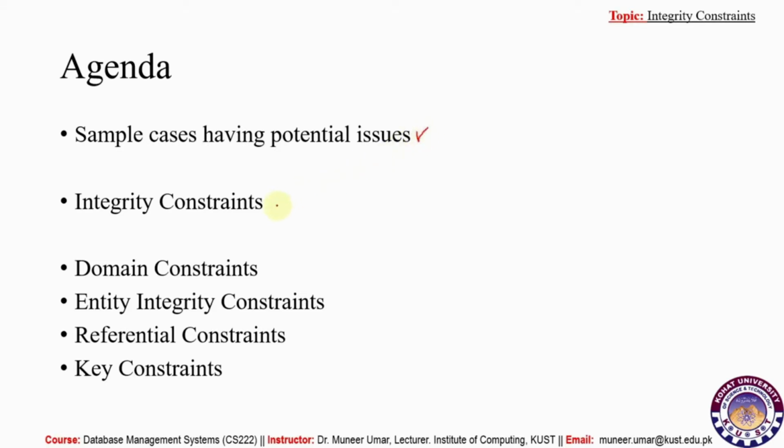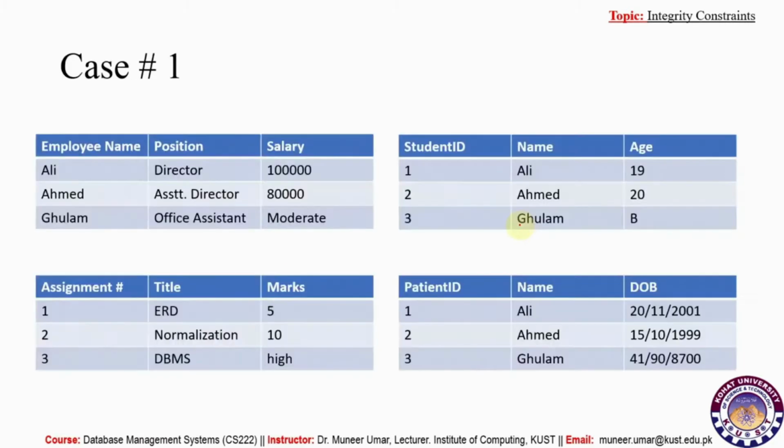Then we will define the integrity constraints, and after that we will look into the types of integrity constraints, which are domain constraints, entity integrity constraints, referential constraints, and key constraints. With each type we will have some definitions, and also we will look into some examples. So first, let's start with some cases.